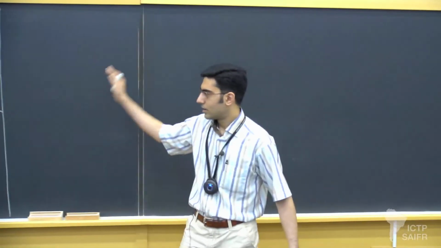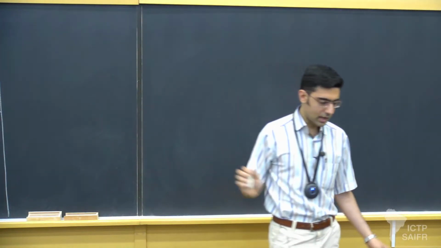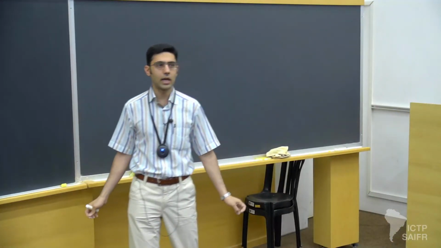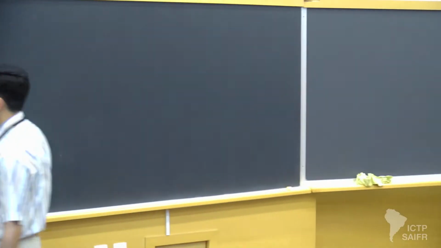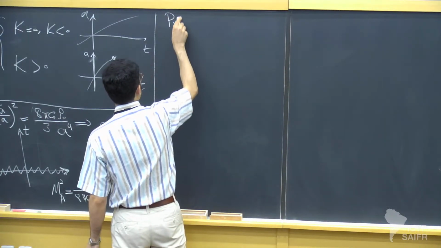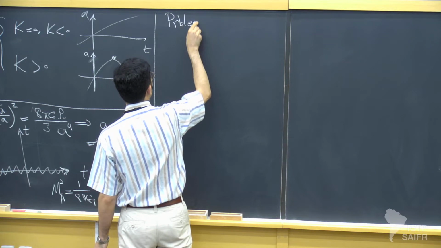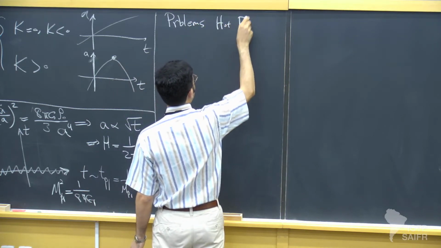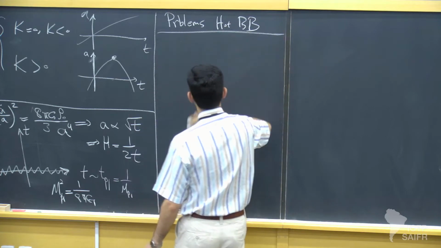Okay, so basically this is the hot Big Bang cosmology. It has a singularity at t equal to 0. Now, what are the problems with hot Big Bang cosmology?